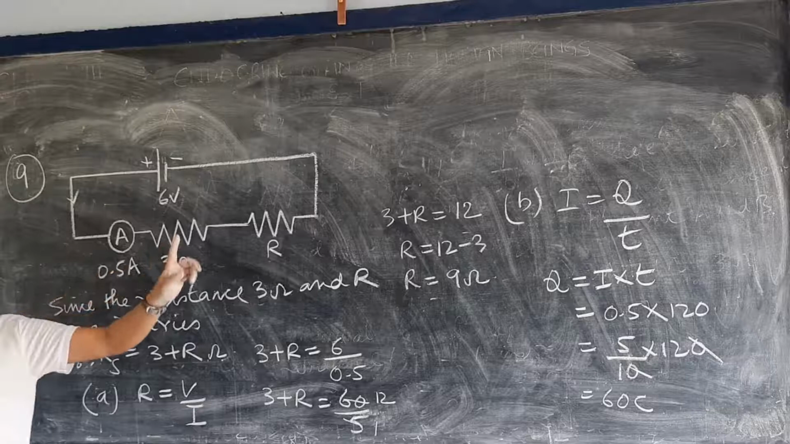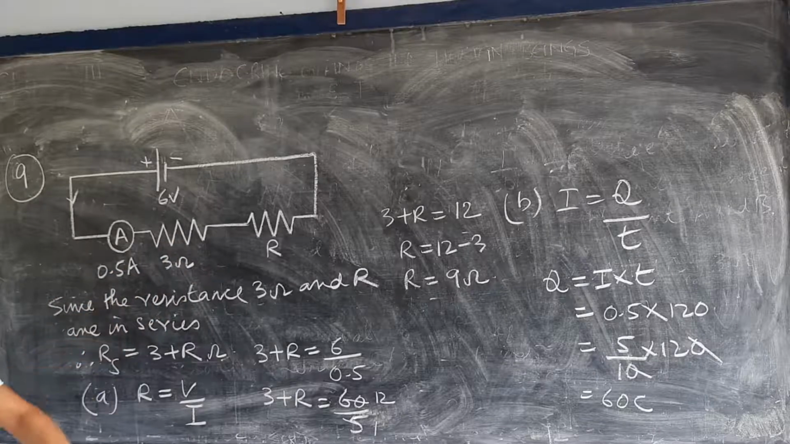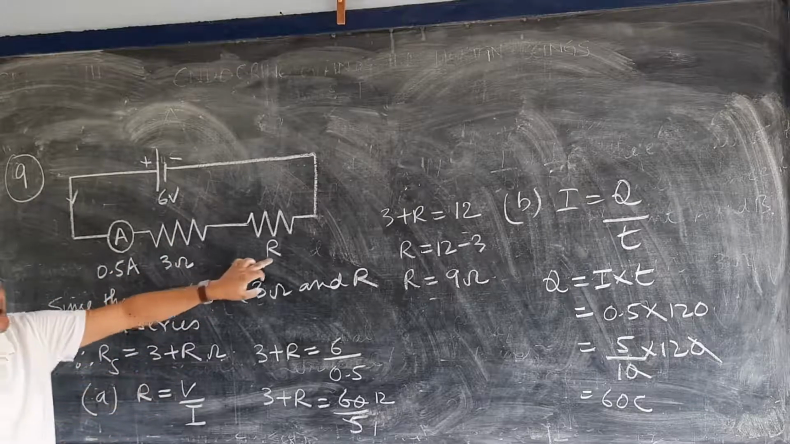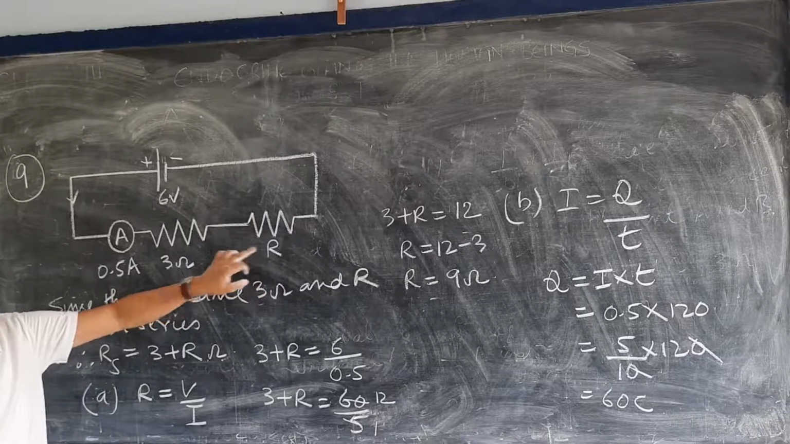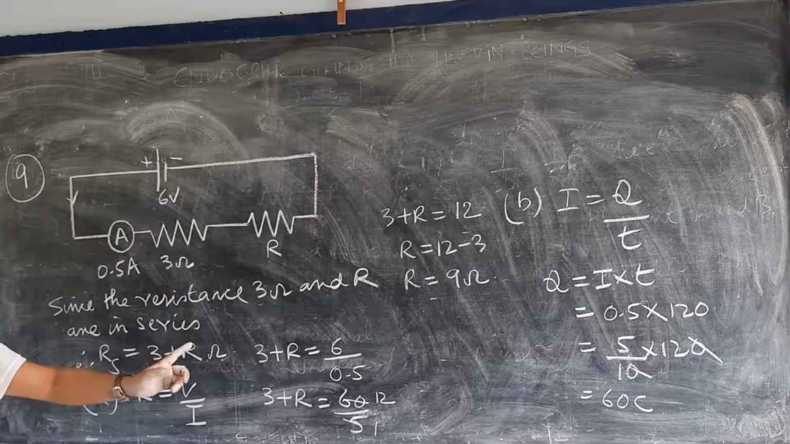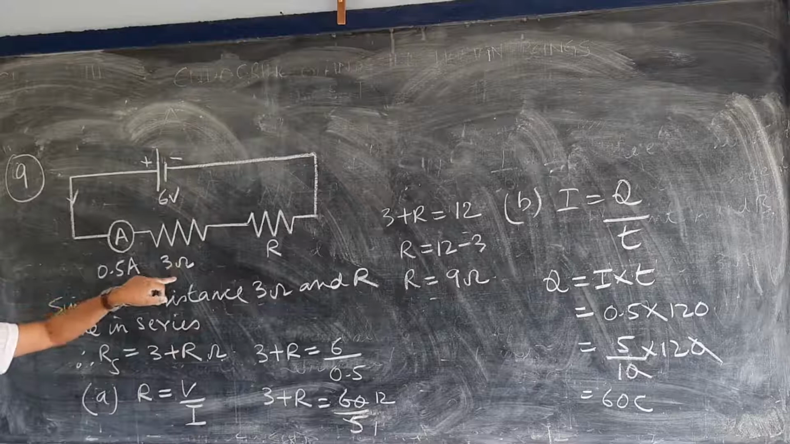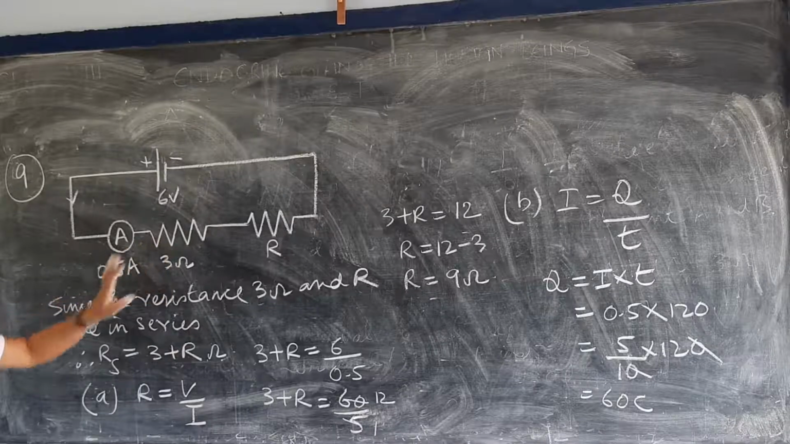Now the first part is that you have to calculate the value of the unknown resistance R. That means you have to find the value of R. And the second part, you have to find the charge passing through the 3 ohm resistor. How much charge is passing through the 3 ohm resistor, you have to calculate that.